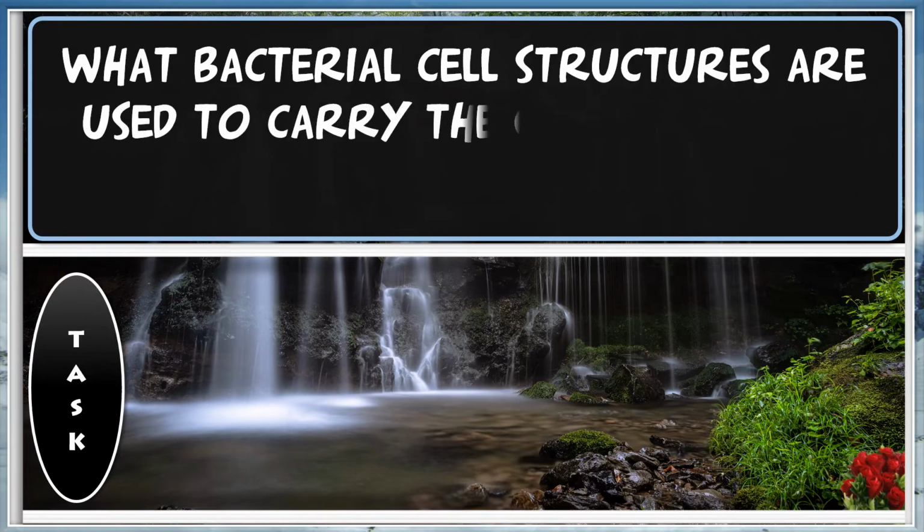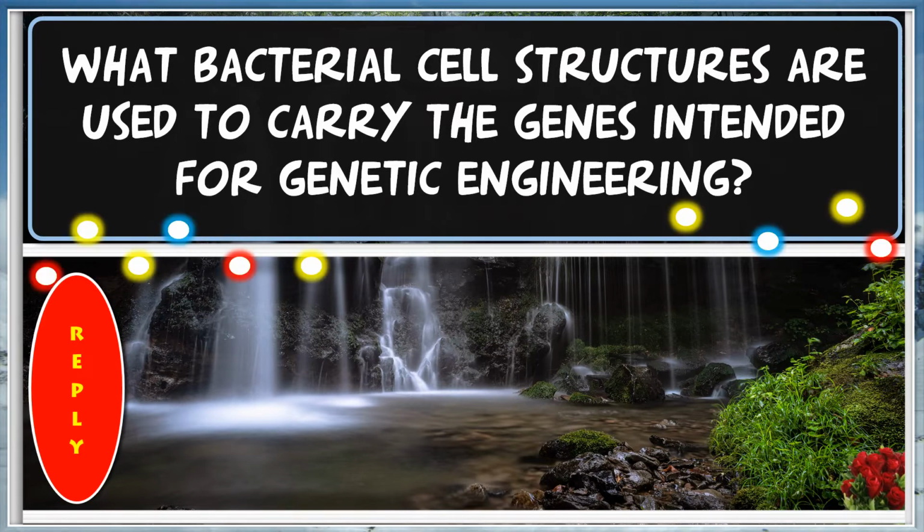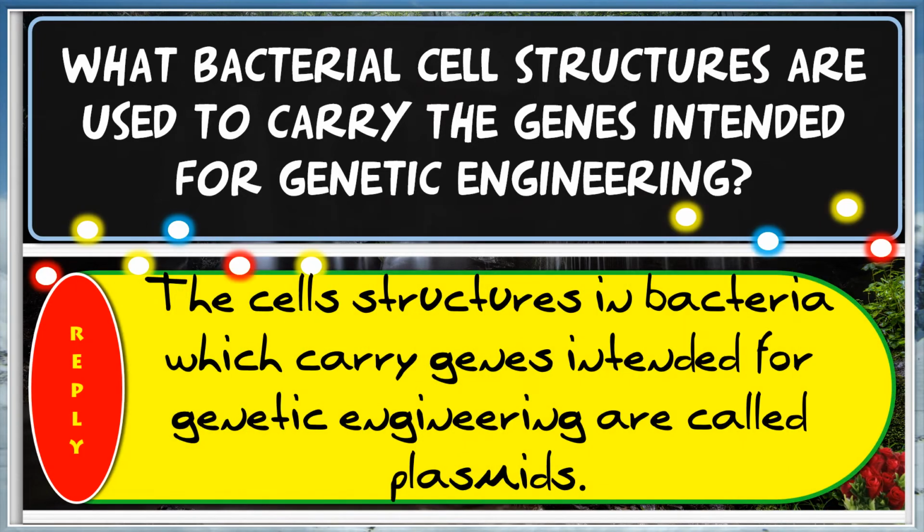What bacterial cell structures are used to carry the gene intended for genetic engineering? The cell structures in bacteria which carry genes intended for genetic engineering are called plasmids.